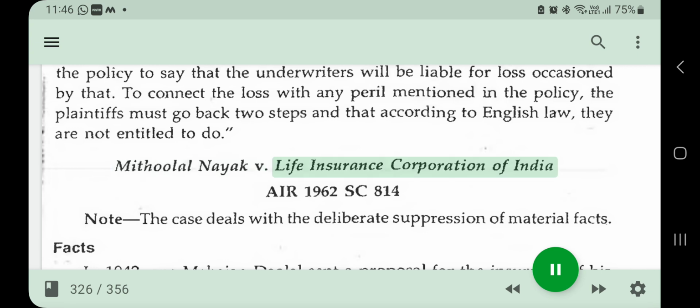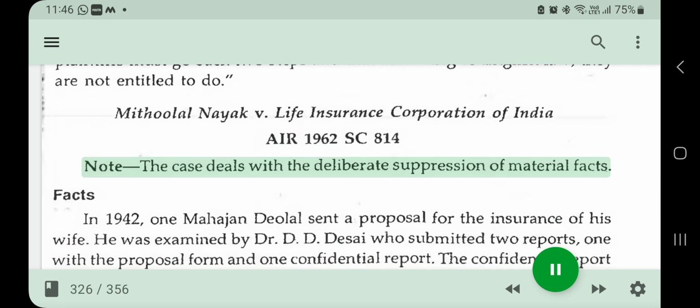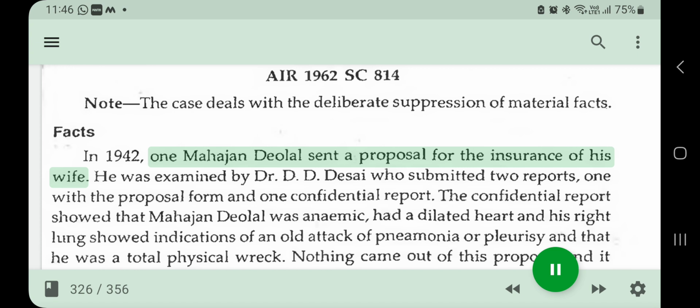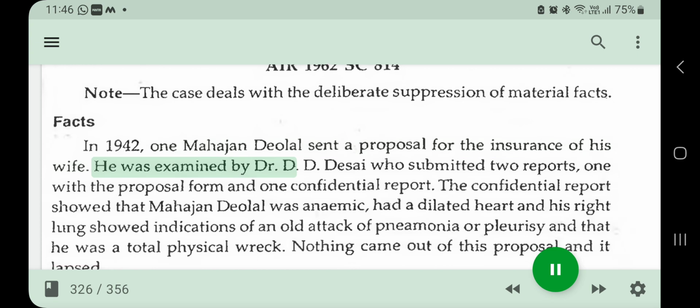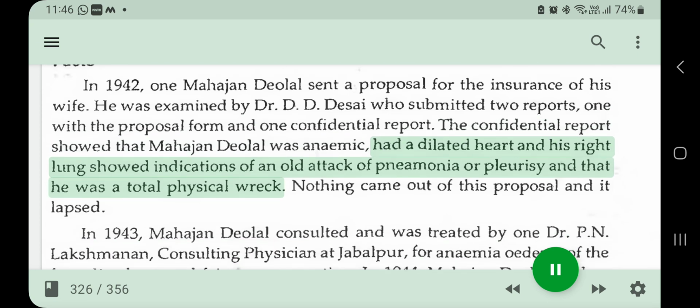Mithulal Nayak v. Life Insurance Corporation of India, AIR 1962 SC 814. Note: The case deals with the deliberate suppression of material facts. Facts: in 1942, one Mahajan Deol sent a proposal for the insurance of his wife. He was examined by Dr. D. Desai, who submitted two reports, one with the proposal form and one confidential report. The confidential report showed that Mahajan Deol was anemic, had a dilated heart, and his right lung showed indications of an old attack of pneumonia or pleurisy, and that he was a total physical wreck.